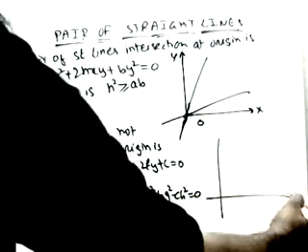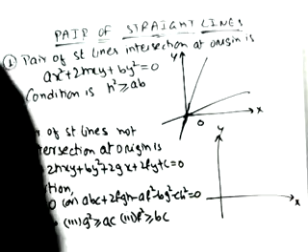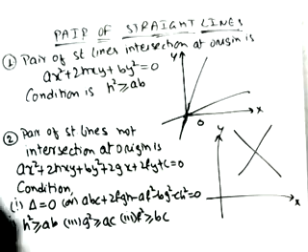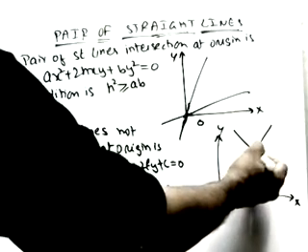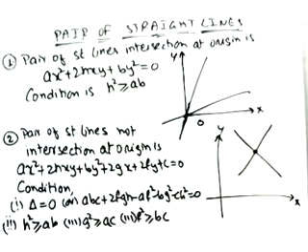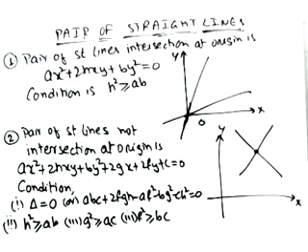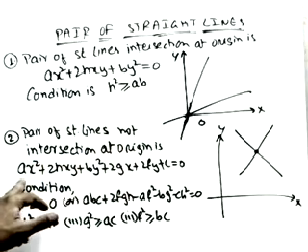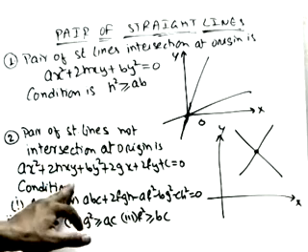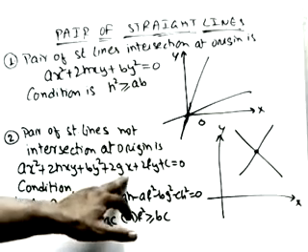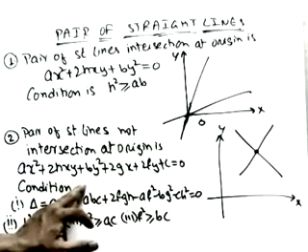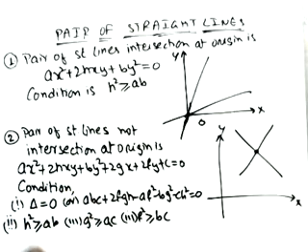In the same way, one more thing is there. Suppose the pair of straight lines are not intersecting at the origin but somewhere else. Suppose these are the pair of straight lines not passing through the origin. So for a pair of straight lines not intersecting at the origin, the general equation is ax square plus 2hxy plus by square plus 2gx plus 2fy plus c equals to 0. This will represent the pair of straight lines.